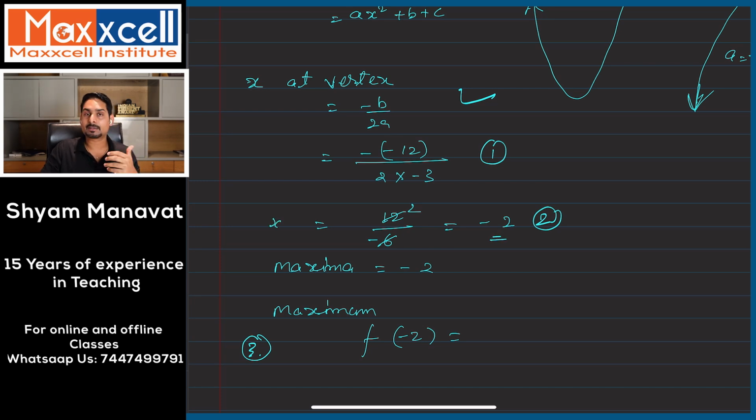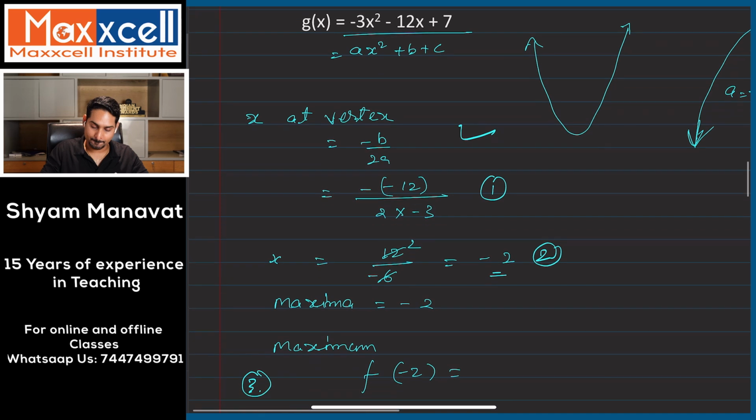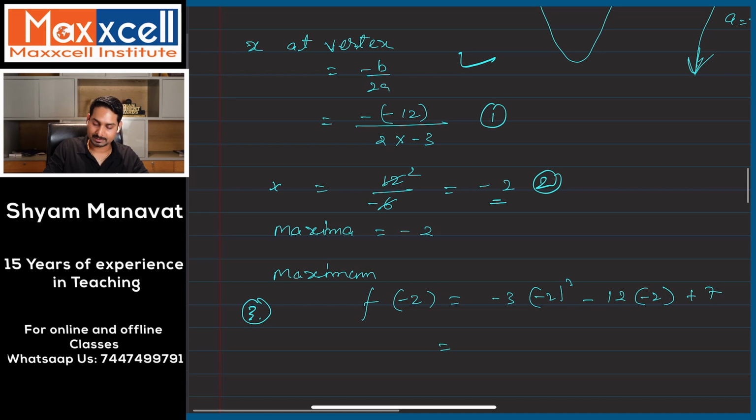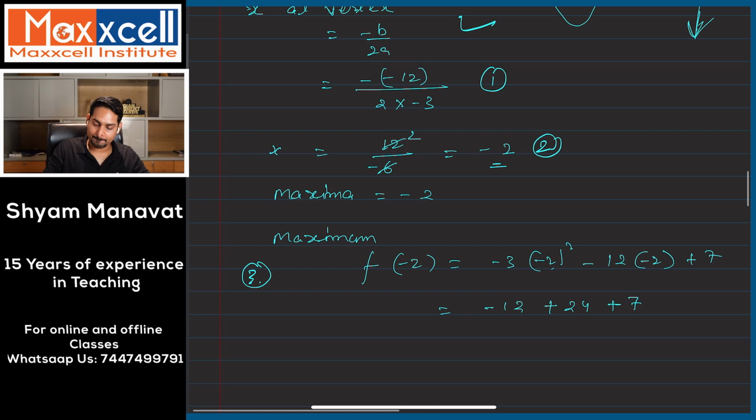Okay. If the question says find maximum, then you have to substitute this minus 2 in the function and then you will get minus 3 into minus 2 square, minus 12 into minus 2, plus 7. Okay. Simplify this further. You will get minus 3, minus 2 square is 4, plus 4. So 4 2s are 4, 3s are 12. So this will be minus 12. Minus of minus 12 will become plus 24, and this is your plus 7. So now here you have plus 12. This will get you plus 12 and plus 7, which is nothing but 19. So f of minus 2 you get 19.